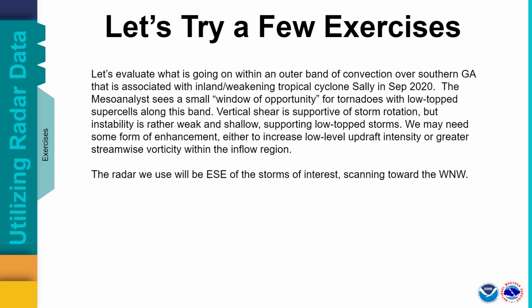We may need some form of enhancement, either to increase low-level updraft intensity or greater streamwise vorticity within the inflow region. The radar we use will be east-southeast of the storms of interest, scanning toward the west-northwest.